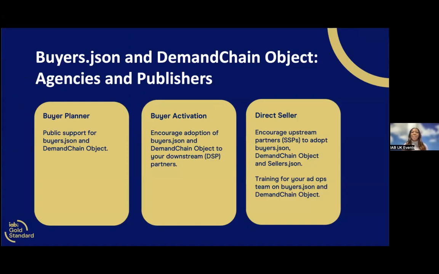Thanks, Pat. So moving on to a little bit of a deep dive on buyers.json and demand chain object. A major requirement for agencies and publishers is that they have to support demand chain object and buyers.json. So for a buyer planner, that means public support through blog posts, that could be on LinkedIn or your own website, trade press, or pledging support online. For a company in the buy activation category, that means encouragement through comms to partners, informing them about the initiatives and asking them about their plans for adoption.